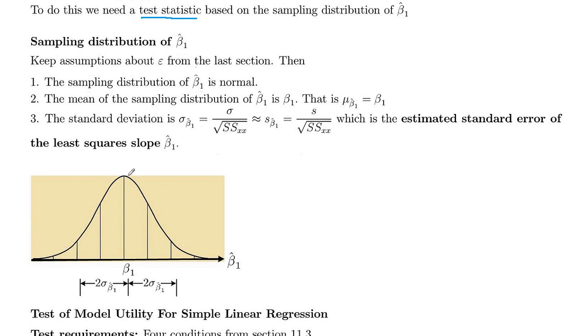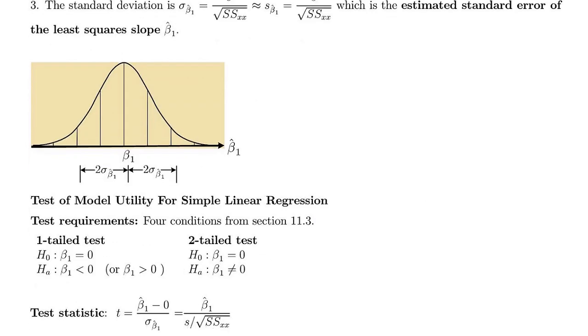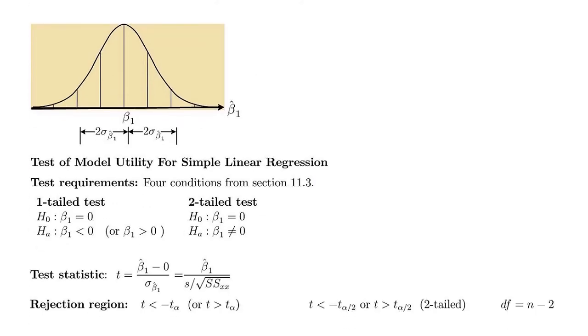So here is our sampling distribution for beta 1 hat. Its mean is beta 1. And then it stretches 3 standard deviations to the right and 3 to the left. So this distance in here, that is our sigma beta 1 hat, which we'll estimate with S beta 1 hat. So that's the standard deviation of the sampling distribution. So with those assumptions, here's how we're going to carry out that test.